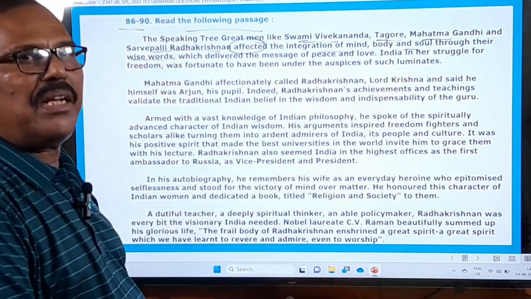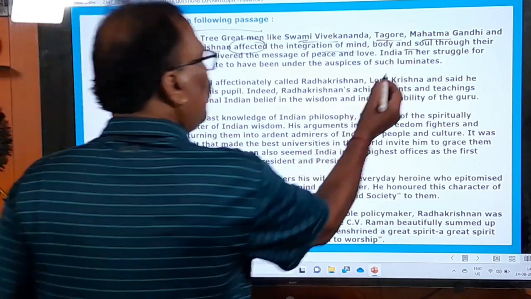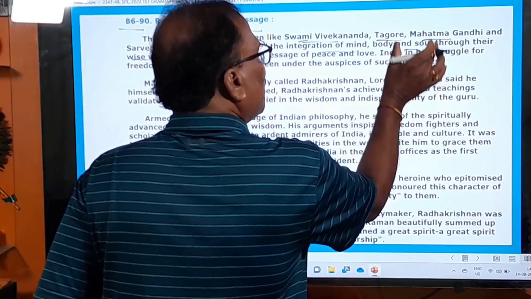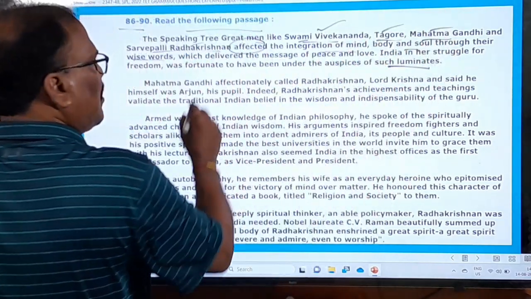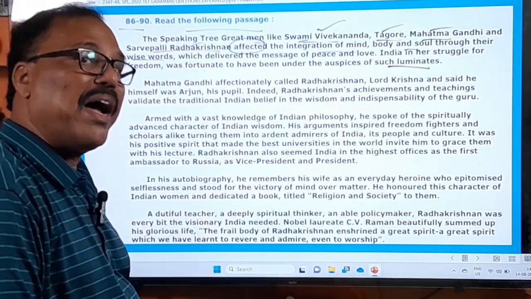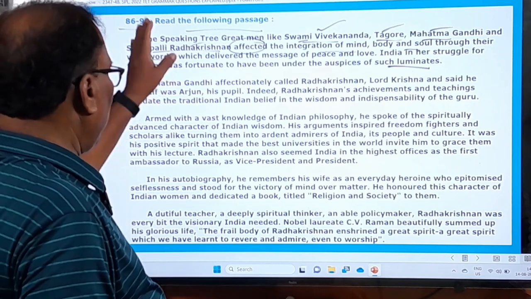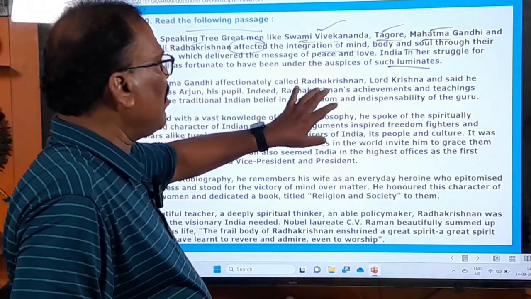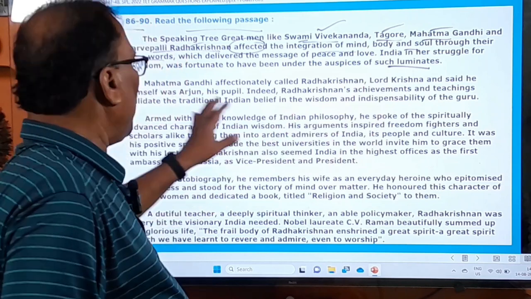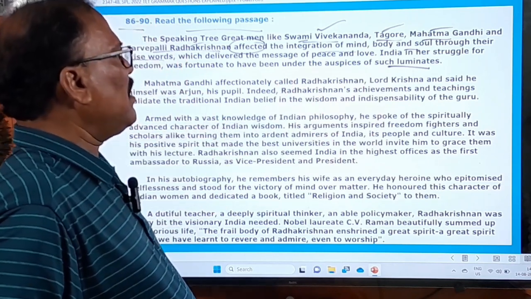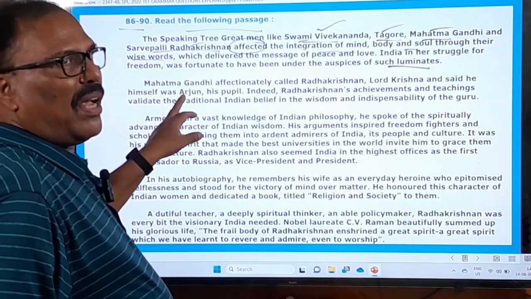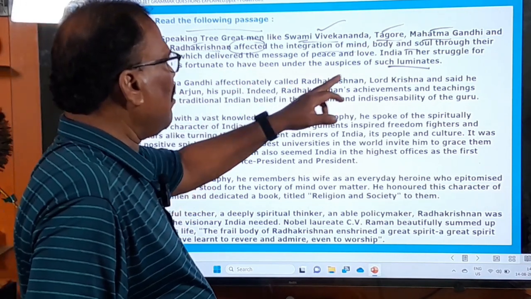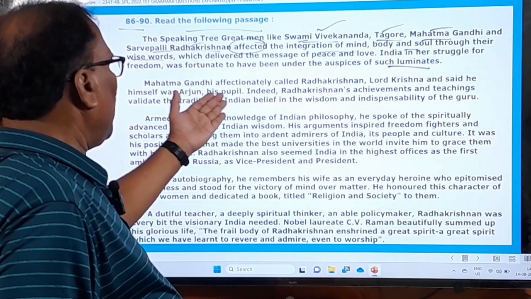So during the Indian freedom struggle, these illuminati, meaning the wisest and greatest persons like Swami Vivekananda, Tagore, Mahatma Gandhi, Radhakrishnan, inspired the people during the freedom struggle. Mahatma Gandhi affectionately called Radhakrishnan Lord Krishna, and he said he himself was Arjuna.